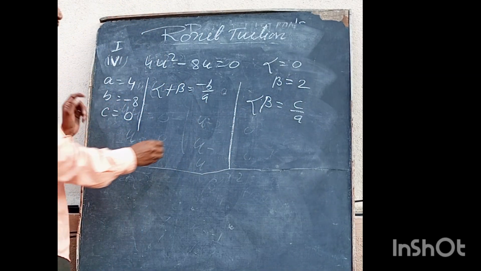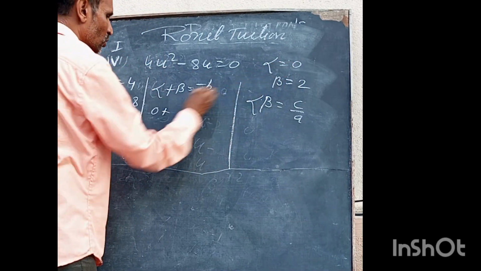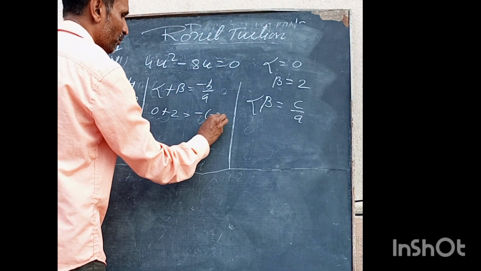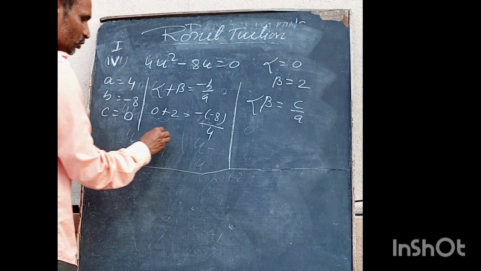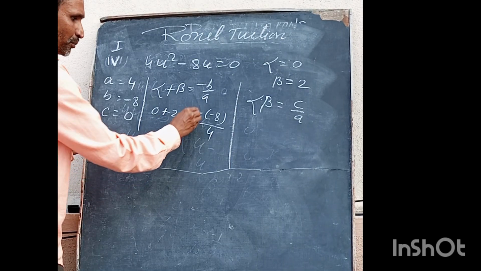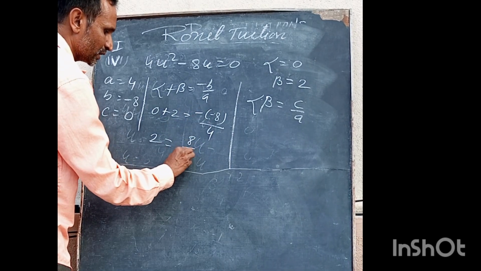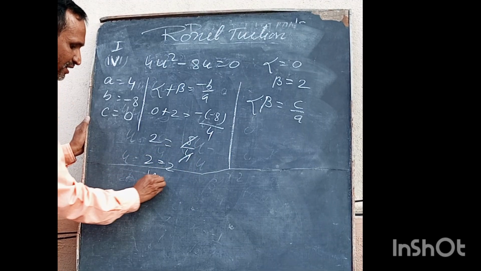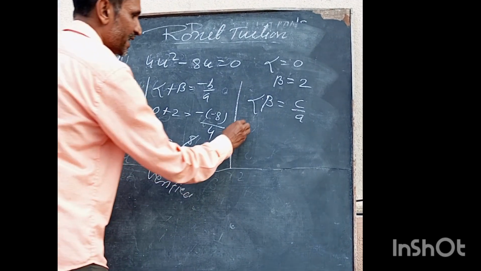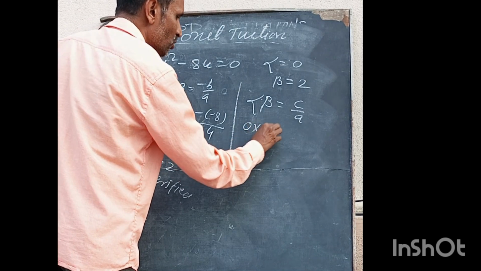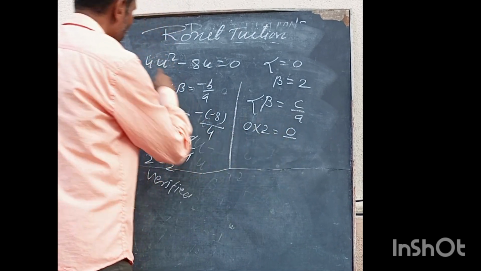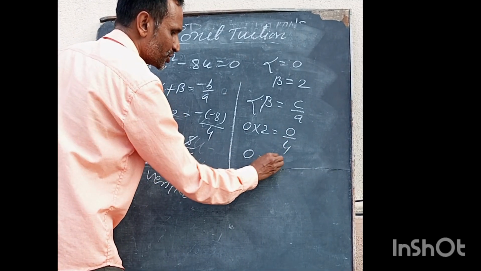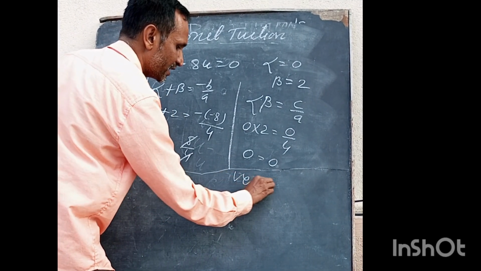Alpha plus beta: alpha 0 plus beta 2 is equal to minus b, which is minus 8, by a, which is 4. So 0 plus 2 is equal to minus into minus, plus 8 by 4, and 2 is equal to 2, since 4 ones are 4 and 4 twos are 8. Hence it is verified. On this side, alpha is 0 and beta is 2, equal to c, which is 0, by a, which is 4. So 0 into 2 is equal to 0, which is 0 by 4, equal to 0. Hence it is totally verified.